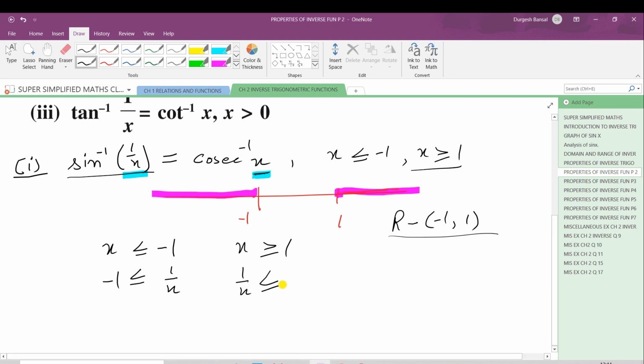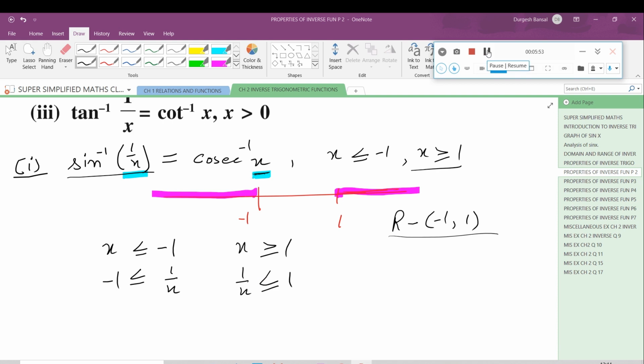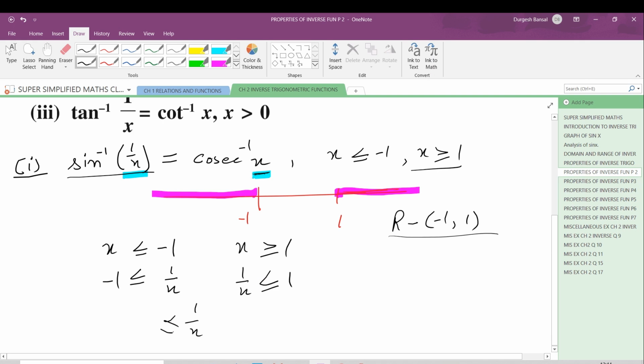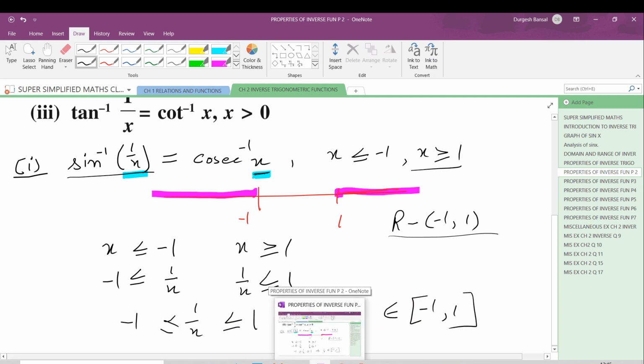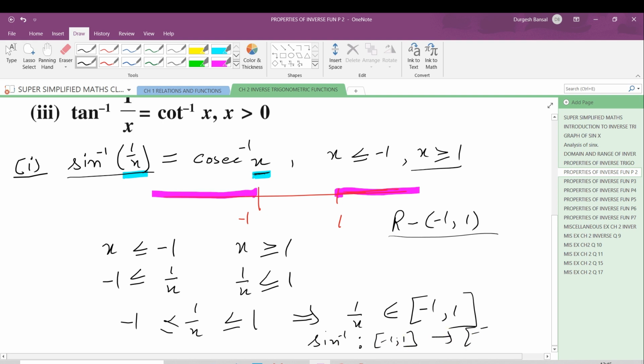So 1 by x will be less than or equal to 1. Combining these two, we get that 1 by x is greater than or equal to minus 1 and less than or equal to 1. This implies that the number 1 by x belongs to the closed interval minus 1 to 1, and you know that the domain of sine inverse x is this only. Sine inverse function is defined from minus 1 to 1 to minus pi by 2 to pi by 2. So you have seen that 1 by x belongs to the domain of sine inverse function.